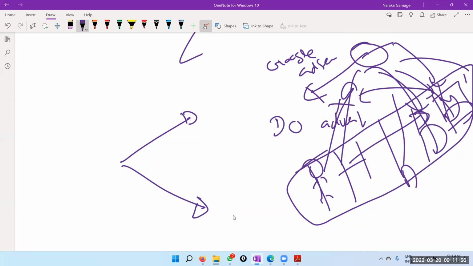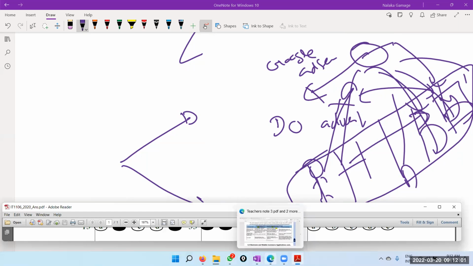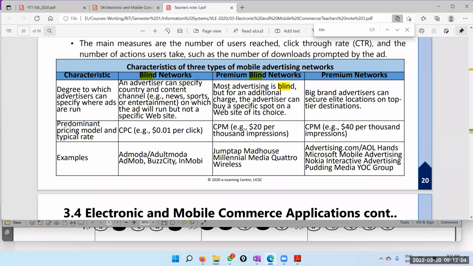So that is the second approach. So now this slide is all about the second approach. Right? So what are those? These are more relevant to the mobile frameworks as well. Blind networks, premium blind networks, premium networks. So blind network means we give it to the advertiser and we don't know where our advertisements will be published. So we can say that we prefer to publish it in Sri Lankan sites. We prefer to publish it in education sites or news sites or gossip sites.